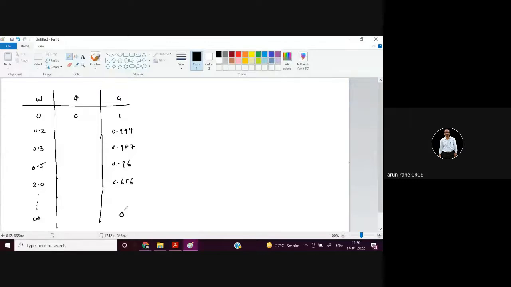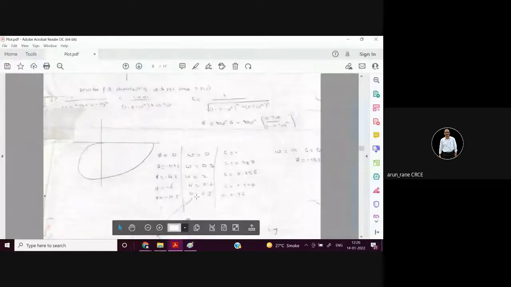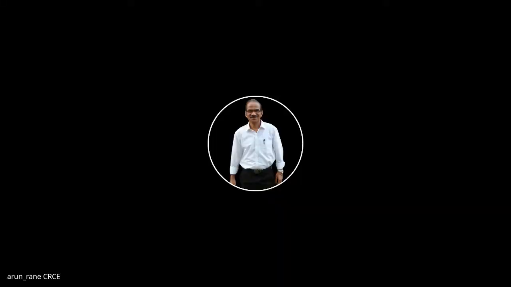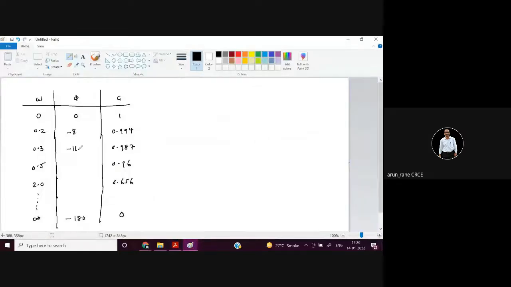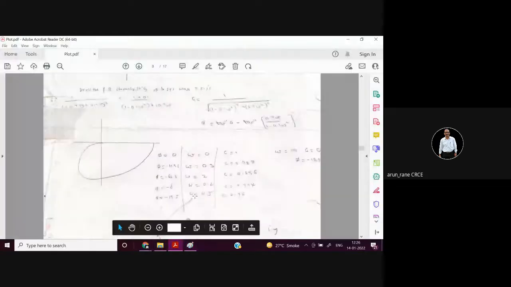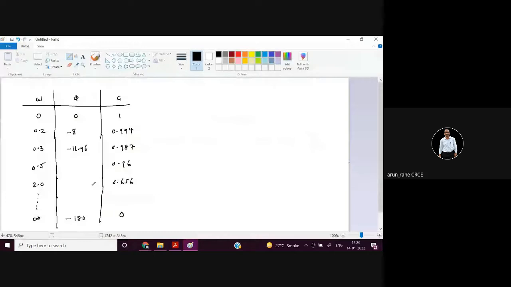It is slowly reducing. And for infinity you are getting minus 180. Now for 0.2, 0.3, 0.5 and 2, how much is it? For 0.2 it was minus 8 and for 0.3 minus 11.96, and for 0.5 and 2 it is minus 19.5 and minus 66.8.